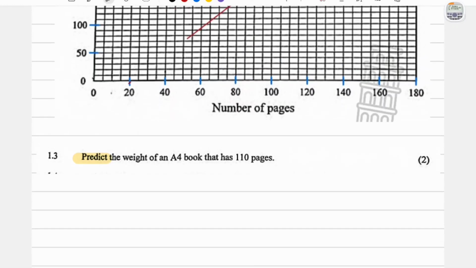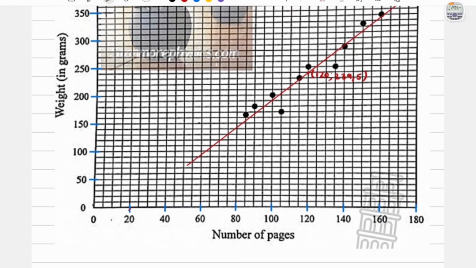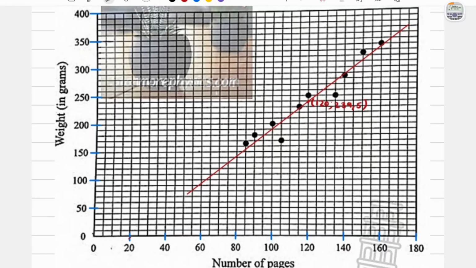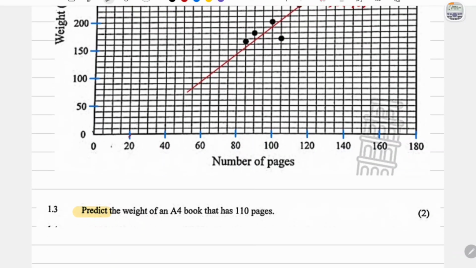The reason why is because this is sort of like a real life experiment going on. Someone is taking books and measuring the amount of pages they have, and then weighing it and seeing how that corresponds. Okay, so even the answer we get in the line of best fit and the answer that you get in the equation, they're both still predictions.